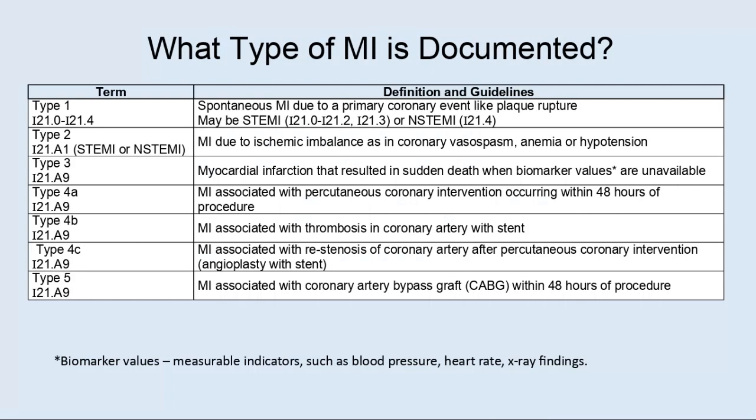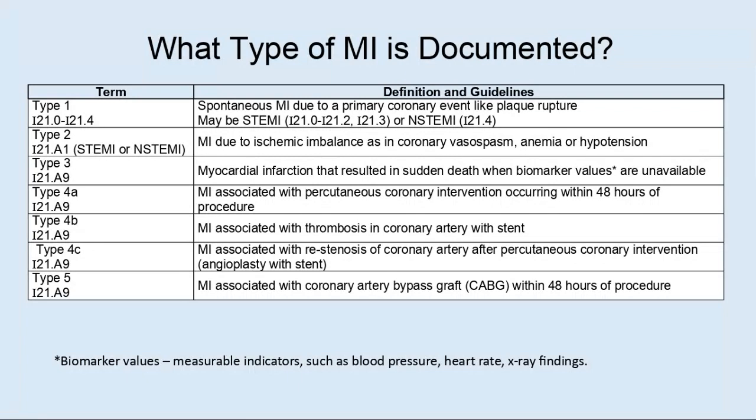So the next question is, what is the type of myocardial infarction? This is very important. As we saw in the previous slide, if it's type 1 or unspecified, you use one code. If it's a different type, you use another code. So here's a brief summary of what the difference is. A type 1 is a spontaneous myocardial infarction due to a primary coronary event like plaque rupture of the stuff in the artery that's closing it down or partially closing it. It may be a STEMI or an NSTEMI.